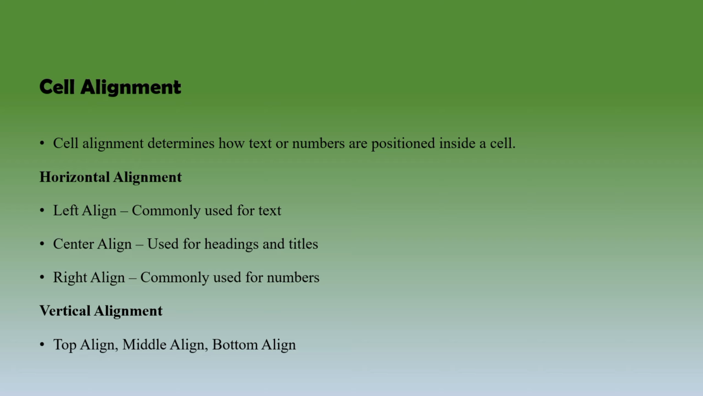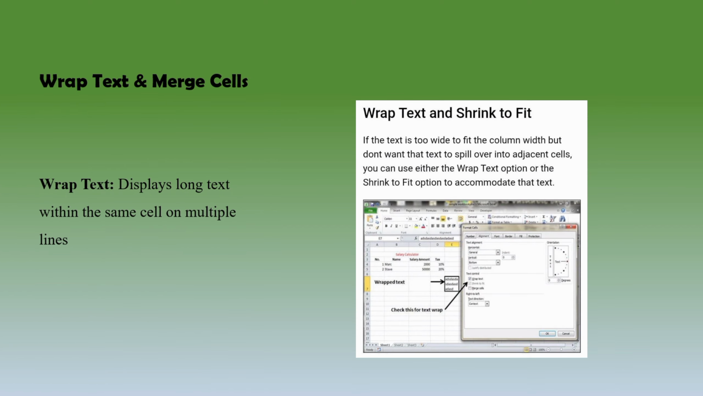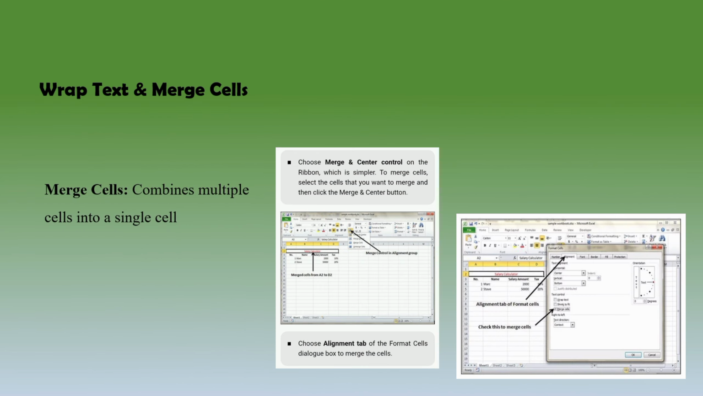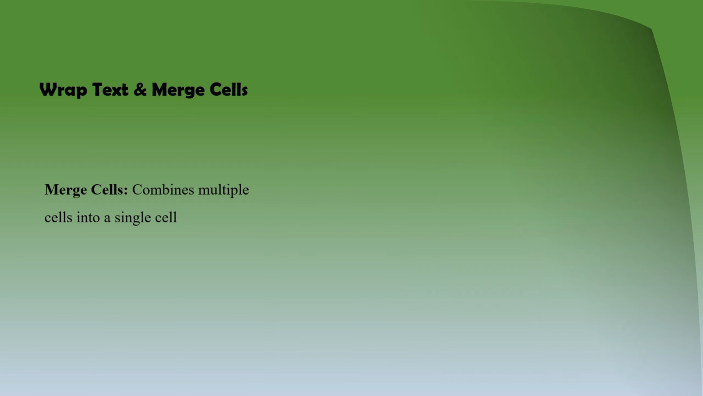Vertical alignment controls the position of data from top to bottom within a cell. You can align text at the top, middle, or bottom of the cell. Wrap text allows long text to be displayed on multiple lines within the same cell. Merge cells is used to combine two or more cells into a single cell, mainly for titles.